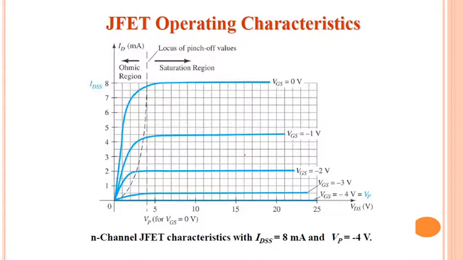So the characteristics of this JFET are, this is nothing but the first characteristic. If you are applying minus 4 volt itself, a smaller amount of current is going to flow from this one.